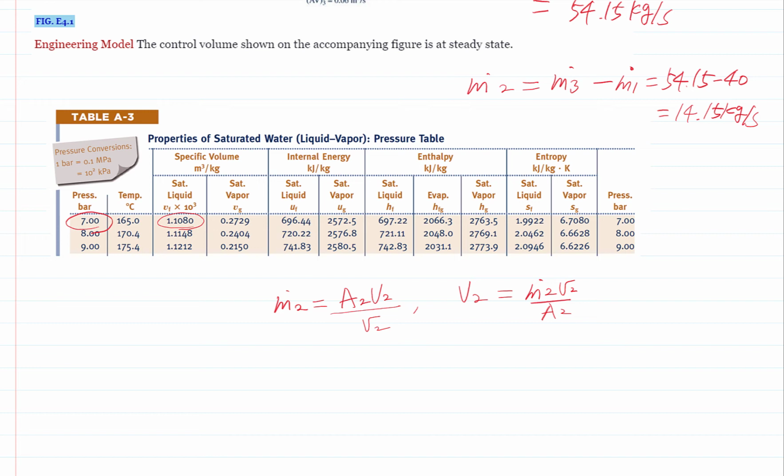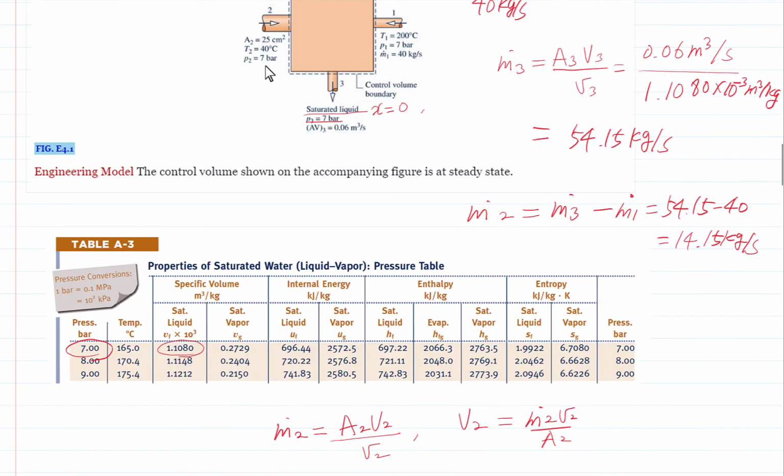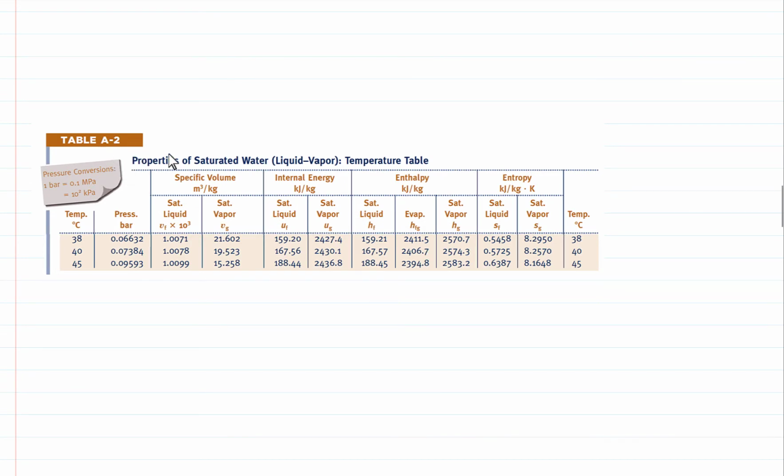Mass flow rates and the area are known. We need to evaluate the specific volume at inlet 2. At inlet 2, temperature and pressure are known, so we can fix the state. See Table A-2, the saturated water table. At 40 degrees Celsius, the saturation pressure is 0.07 bar. But at inlet 2, the pressure is 7 bar, which is much greater than the saturation pressure. That indicates the phase of water is compressed liquid.